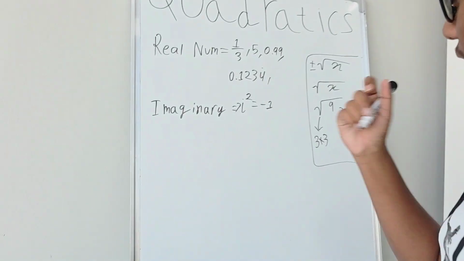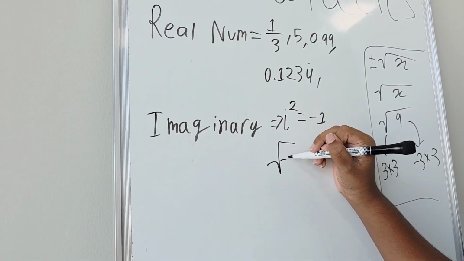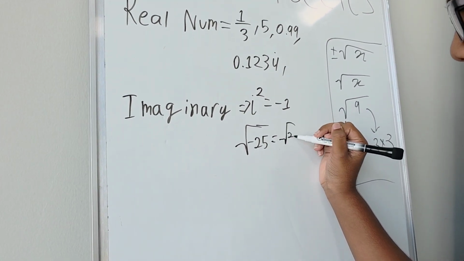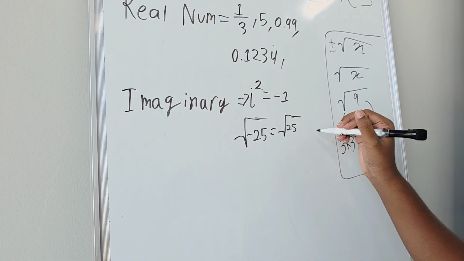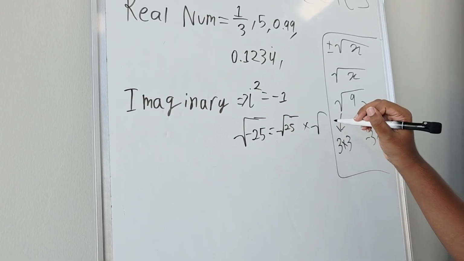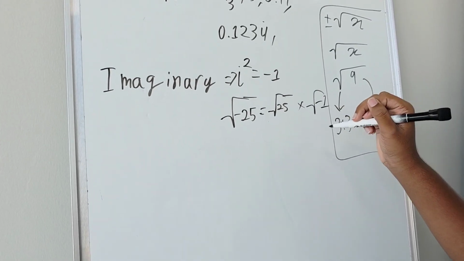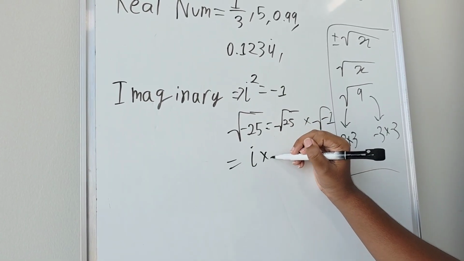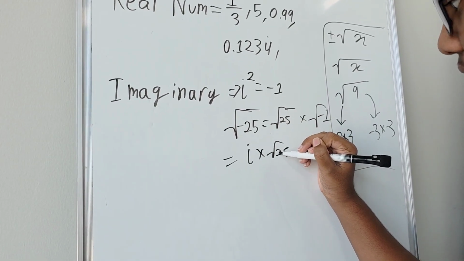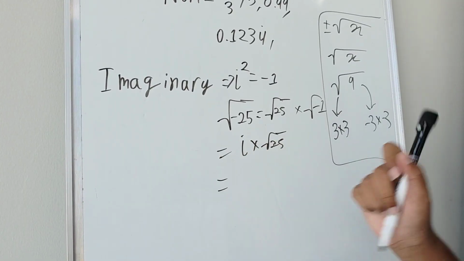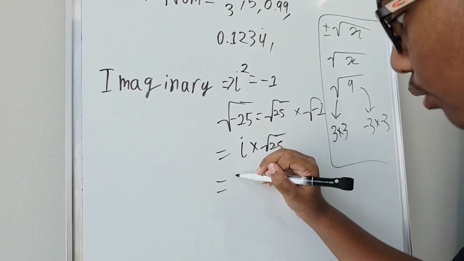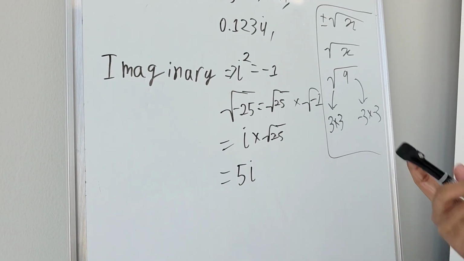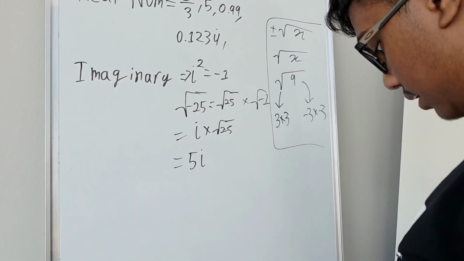So let's try something. We can take the square root of minus 25. Minus 25 is equal to 25, or the square root of 25 in this case, times the square root of minus 1. The square root of minus 1 is i, so we will write i times the square root of 25. And as you know, the square root of 25 is 5. So we get the value 5i. Very simple, isn't it?